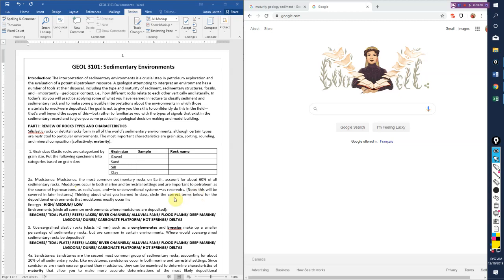All right, so I wanted to take you guys through the sedimentary environments lab because marking it, I found a number of either misconceptions or just gaps in knowledge that are important to address before the lab exam. So the goal here is not to just give you the answer. I was thinking about just putting up a key, but I think this is going to be more useful, even though it's a bit more time consuming for me.